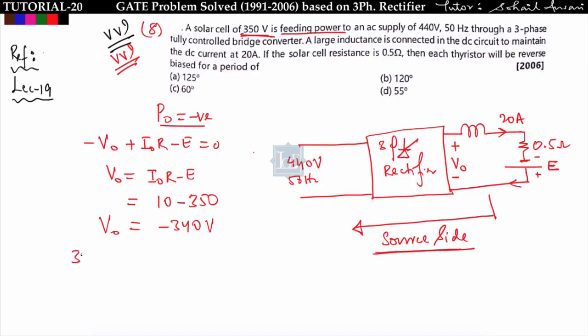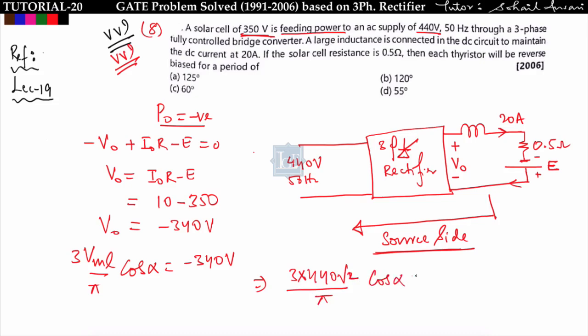Now I know that V0 is 3 VML upon pi into cos alpha, which is equal to minus 340 volt, where VML is 440 root 2. So 3 multiplied by 440 root 2 upon pi into cos alpha equals minus 340 volt. So alpha I will get is equal to 125 degree.